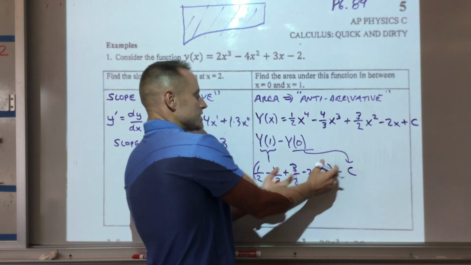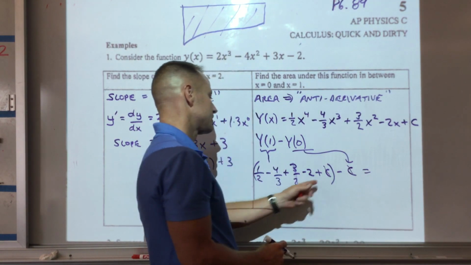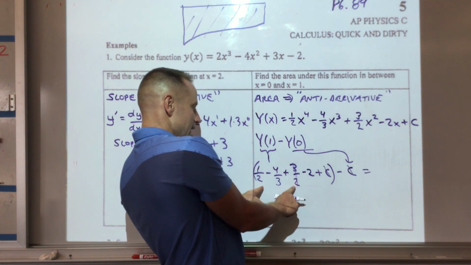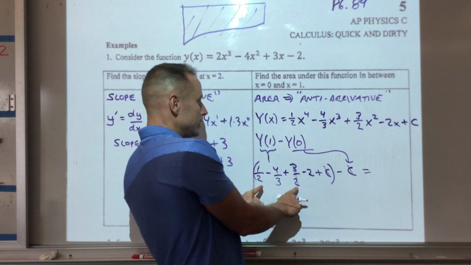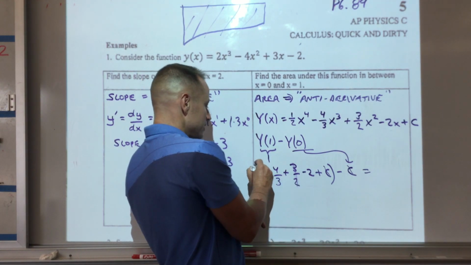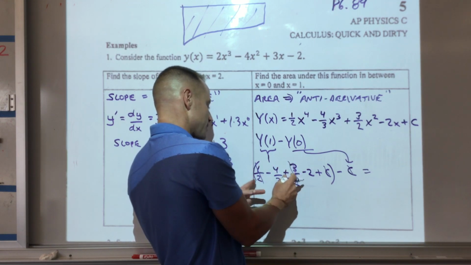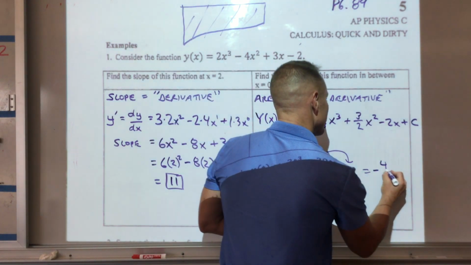So you need to take the difference of these two things. You notice these will go away. C minus c. And then, what's this? 1/2 plus 3/2 is 4/2. So 4, which is 2. 2 minus 2, though, goes away. So these three things, the 1/2, the 3/2, that makes 2, minus 2. So what you're left with is minus 4/3.